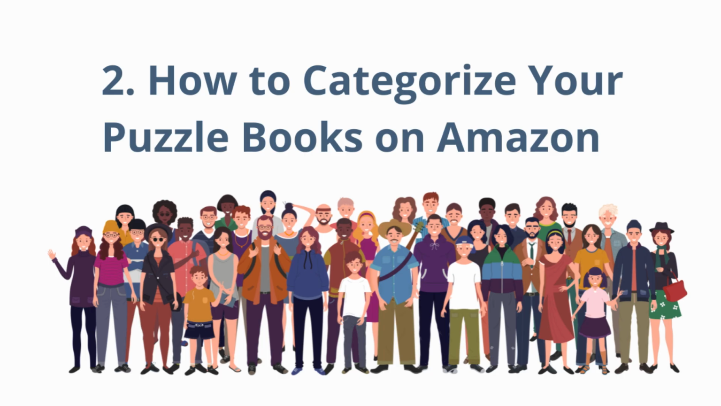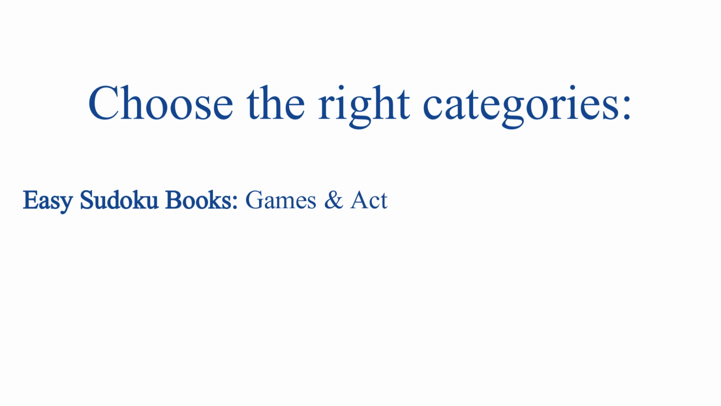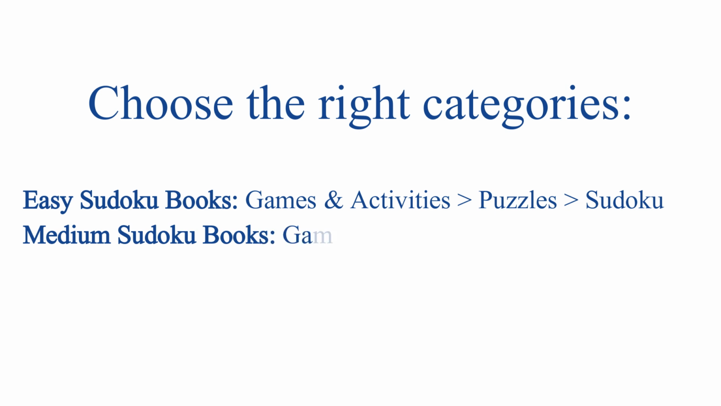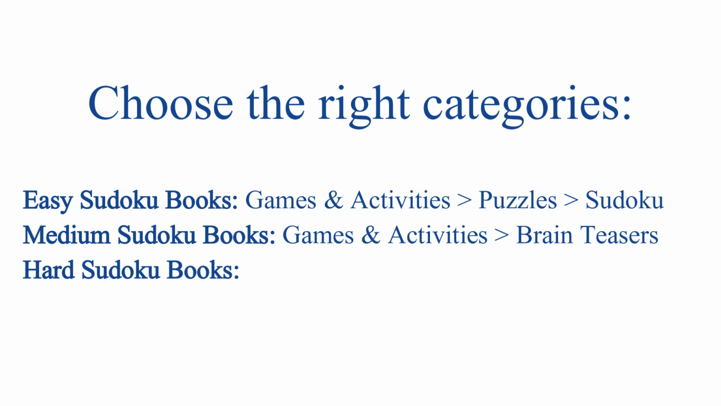Now let's talk about how to categorize your Sudoku books properly on Amazon KDP. Here's a step-by-step approach. First of all, choose the right category. When you upload your book to Amazon KDP, you'll be asked to choose categories for your book. Be as specific as possible. Here are some category suggestions based on difficulty. So you have the easy Sudoku books under games and activities, under puzzles, and under Sudoku. Then you have medium Sudoku books, games and activities, brain teasers. And there's the hard Sudoku books, games and activities, and advanced puzzles.